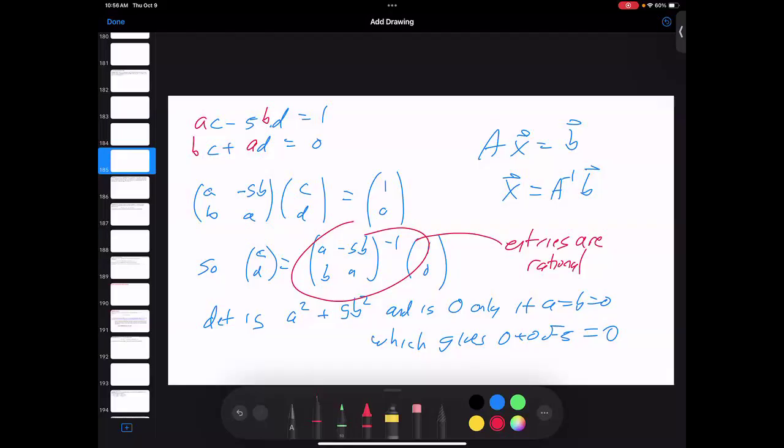So not only am I able to show that every non-zero element has an inverse, I can even tell you how to find it. It's a constructive proof. So if you give me 3 plus 7 square root of minus 5, I'll tell you what its multiplicative inverse is.